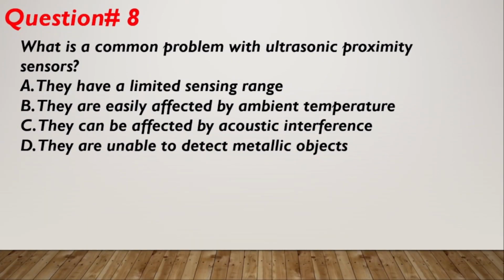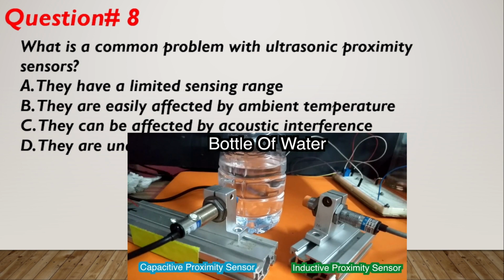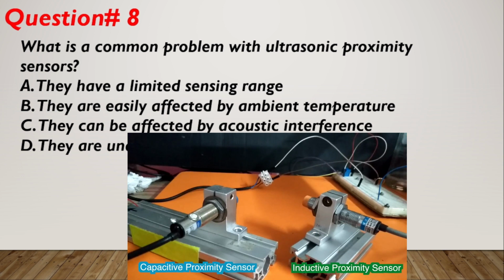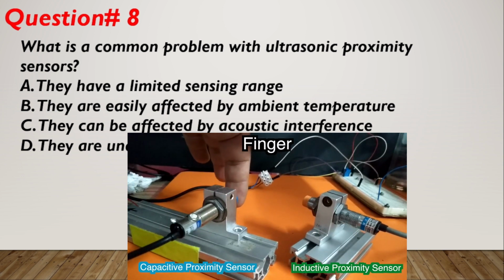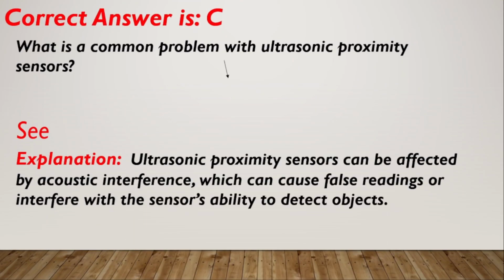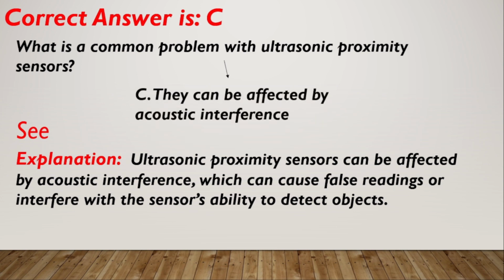Question number 8. What is a common problem with ultrasonic proximity sensors? A. They have a limited sensing range, B. They are easily affected by ambient temperature, C. They can be affected by acoustic interference, D. They are unable to detect metallic objects. Correct answer is C. They can be affected by acoustic interference.